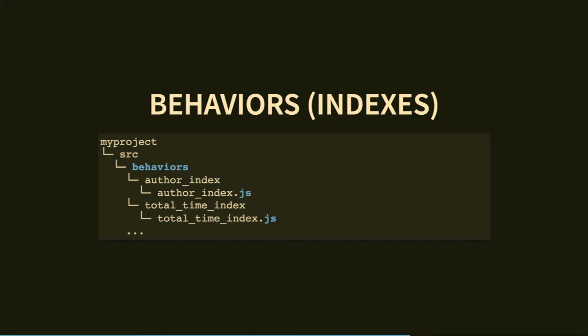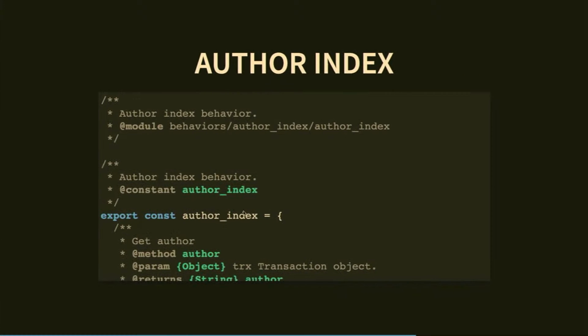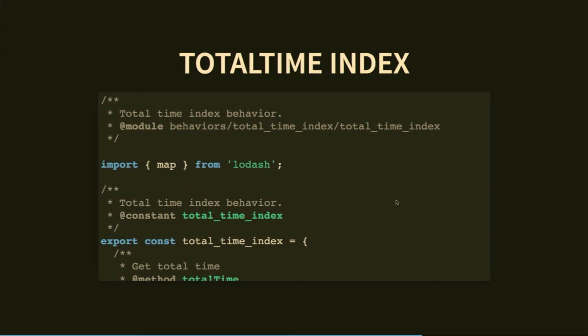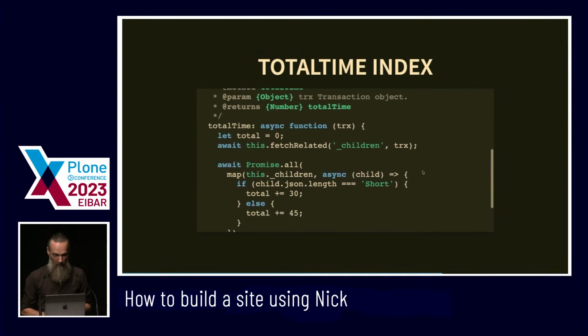The indexes we will add by using behaviors as well. So we have a behavior for the author index, and we have a behavior for the total time index. The author index, as I said, is just a simple method which adds the first name and the last name together, so we just have one string of the author. The total time index is a bit more complex, but not so complex.